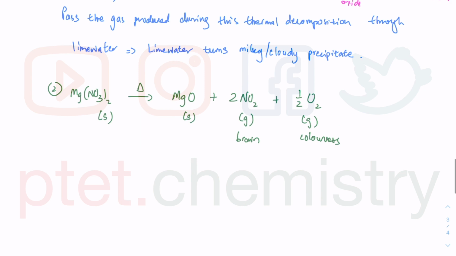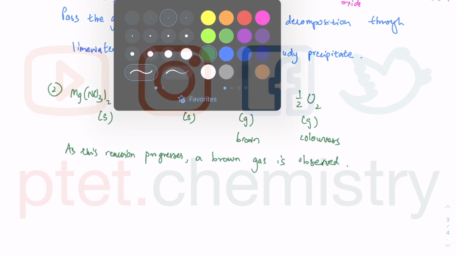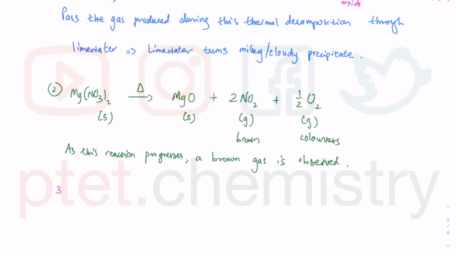So what we can see is as this reaction progresses under heat, because you're going to heat it, so this delta refers to heat, a brown gas is observed, or a brown gas forms. So that confirms the identity of the nitrate there. Last but not least, you wouldn't get anything really. The MgO doesn't decompose, so no decomposition.